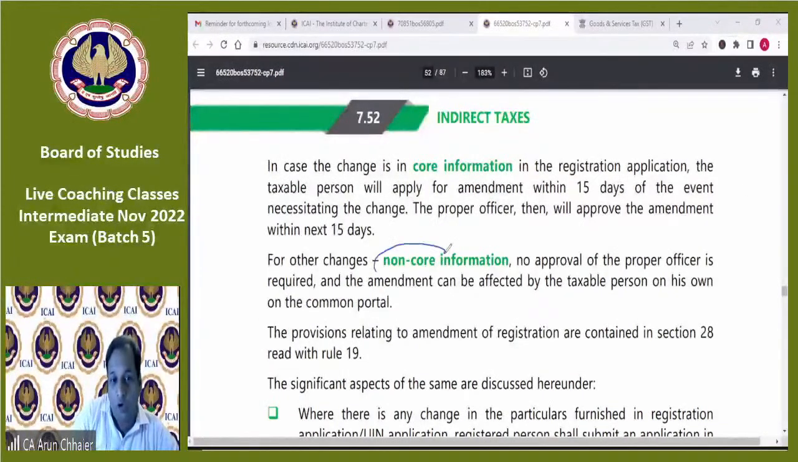Suppose in case of non-core information, there is an amendment. Important one: no approval is required. It means once you file, it will be approved. But yes, if there is a mobile number change or email ID change, the proper officer is physically approving that. In case of the core information amendment, they are taking 15 days. You have to make an application within 15 days and the officer will approve within 15 days. But in the non-core information, there is no approval required.